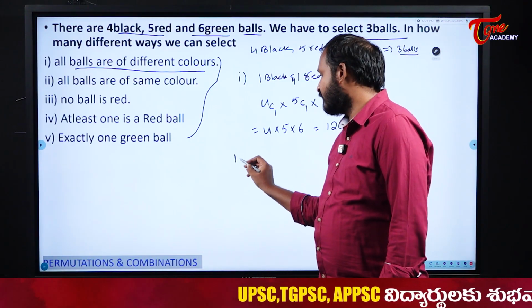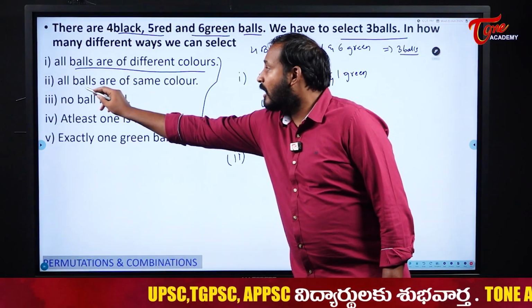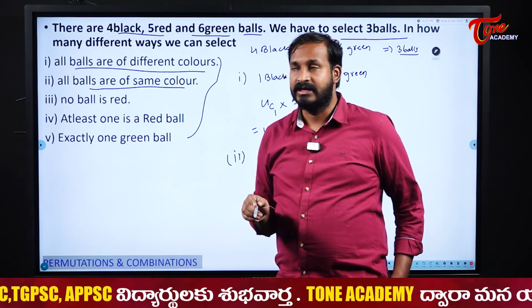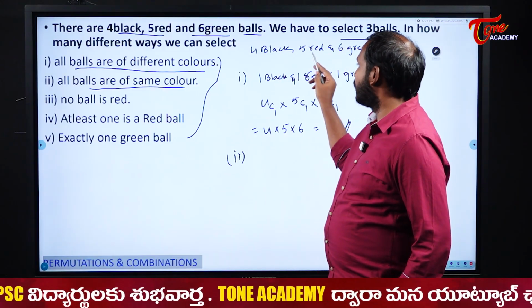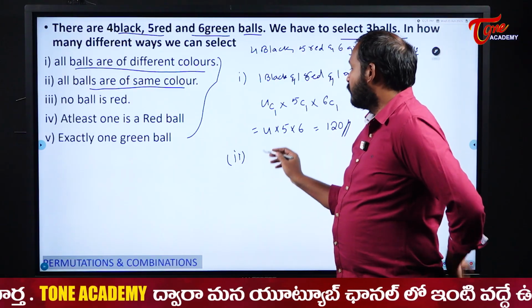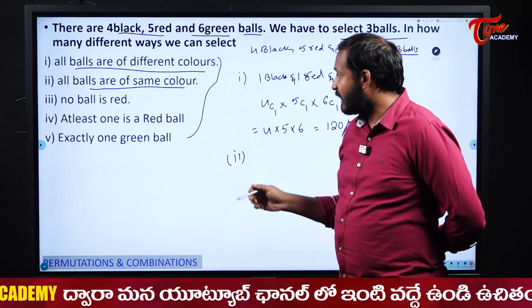Now come to the second one. What is the second one? All balls are of the same color. That means either it should be black or red or green. That is the case, right? So what should be my condition?